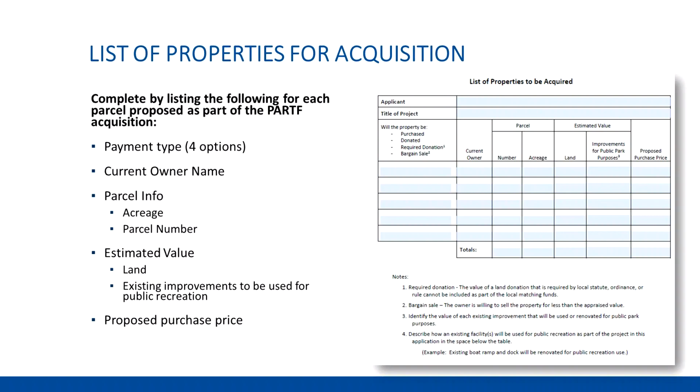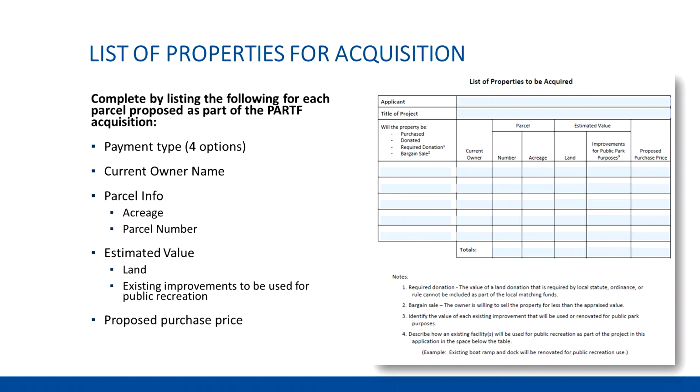You need to complete this for each parcel proposed as part of the acquisition, as part of the PARTF application, what you're asking for funds for. So again, the applicant, the title of the project, and there'll be 4 options for how the property will be purchased. So you'll just enter that in each of these lines. So it will be either purchased, so that would be fee simple, donated, required donation, and each of these are down here at the bottom if you look at these references, or bargain sale.